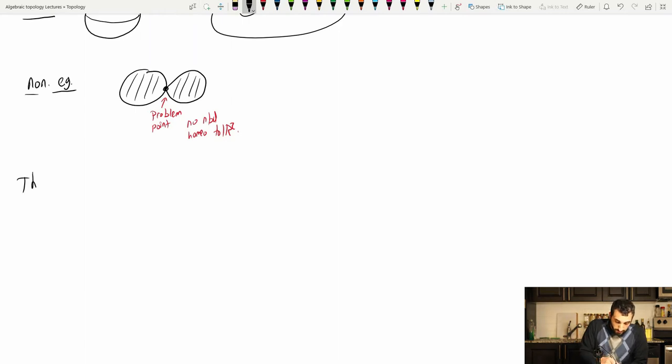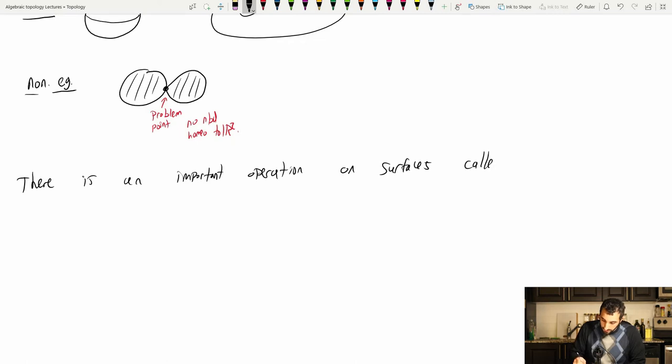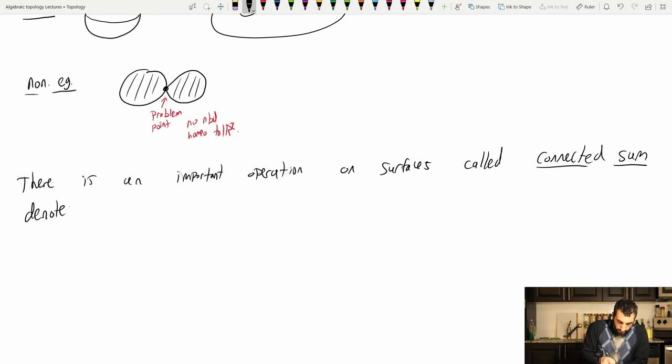So there's an important operation on surfaces called the connected sum. And it's denoted with a little hashtag. So each point has a neighborhood homeomorphic to R2. So if I cut out two of these neighborhoods, I can glue the resulting pieces with boundary together. I'll draw a picture.